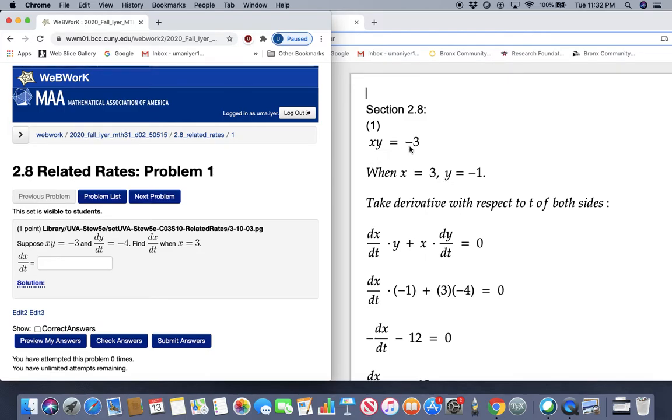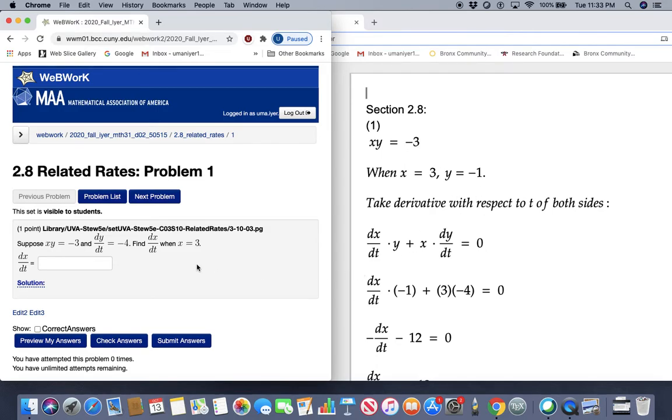Now look at this function. Look at this equation. Take derivative with respect to time. That's what they have given us, right? Of both sides. Left hand side is product rule. So derivative of x with respect to time, y as it is, plus x as it is times derivative of y with respect to time. Right hand side is derivative of -3, that's 0.